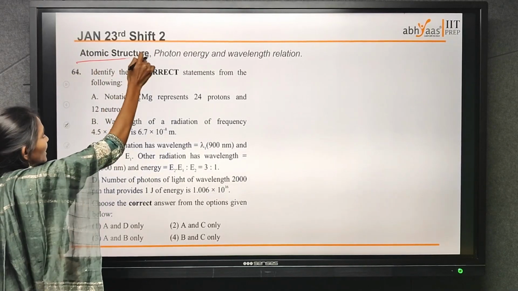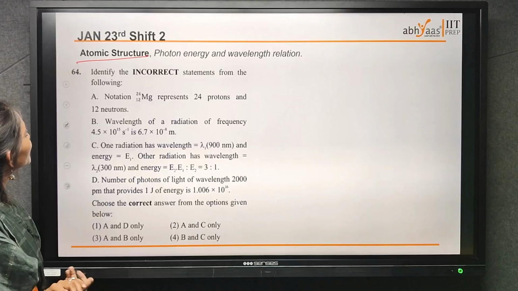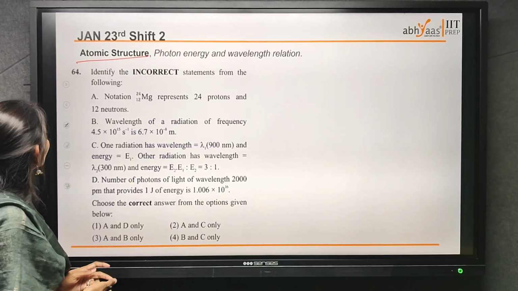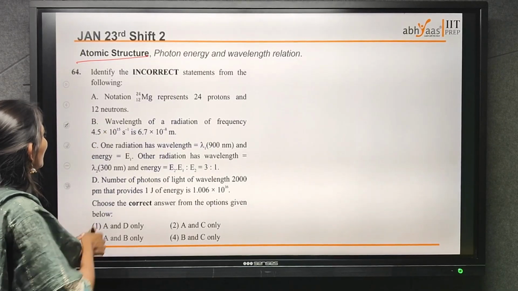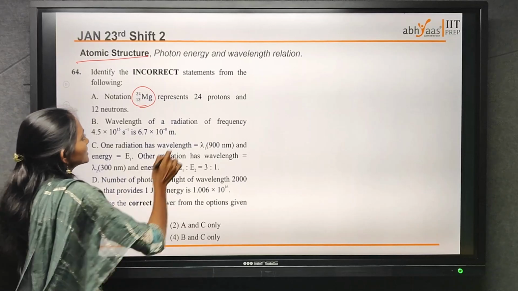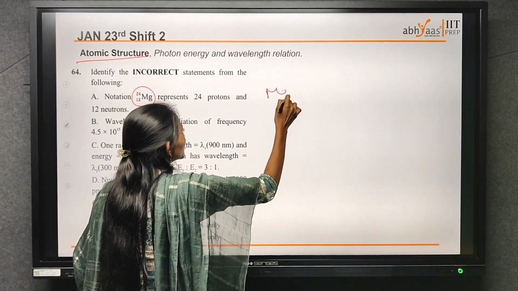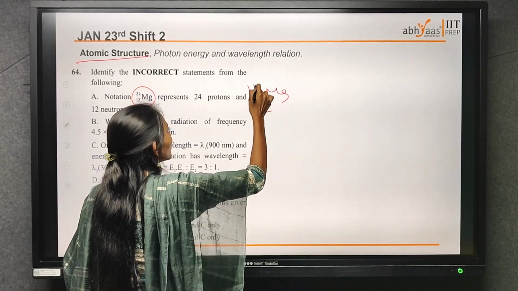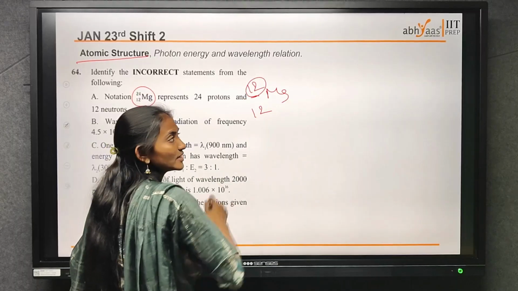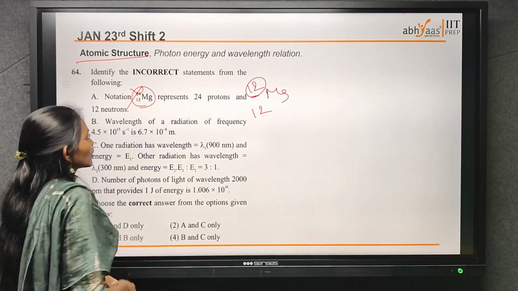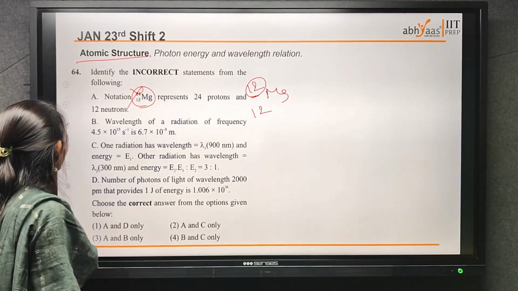This question was asked from atomic structure and as well as some photoelectric effect statements too. Identify the incorrect statement, they are telling. Notation of magnesium. See here they have given that magnesium, this is your neutron, this is your protons and neutrons. Need to present here 12, not 24. Hence it is the mass number. So it is not the correct statement.